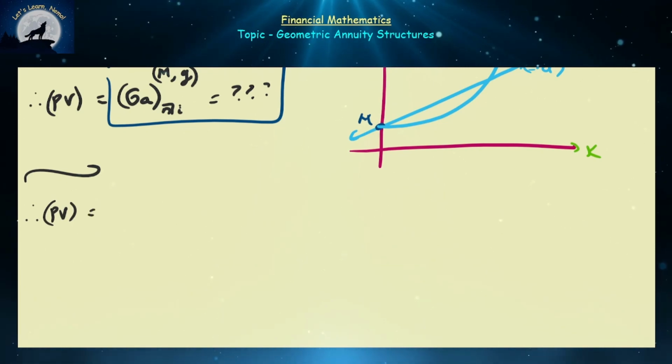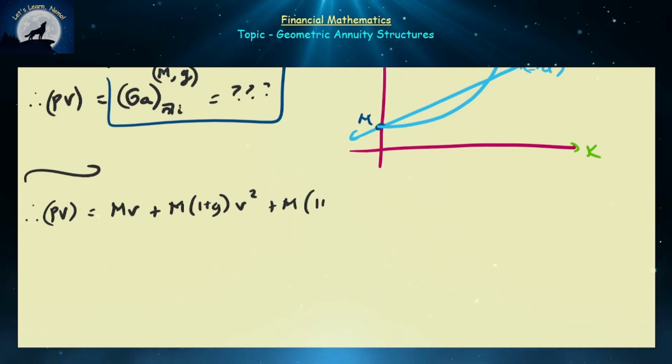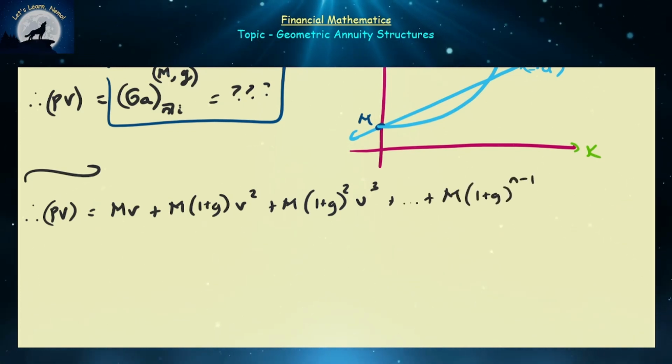So our first payment is of size M. That's obviously going to be discounted once. And then our next payment is M(1 + g). That's going to be discounted twice. And then we're going to have M(1 + g)^2. That's going to be discounted 3 times, all the way down to our last payment of M times (1 + g)^(n-1), which is going to be discounted n times.